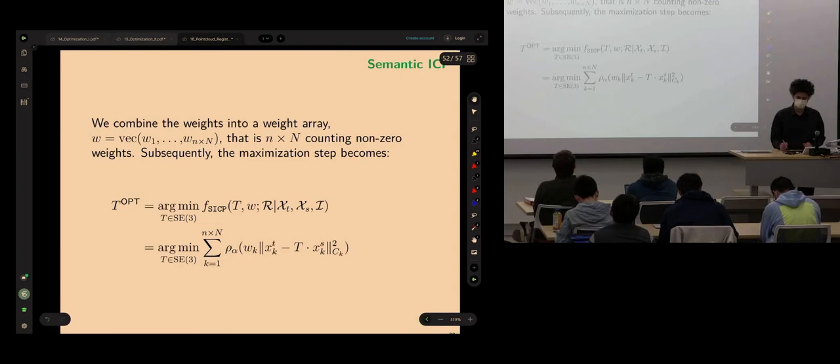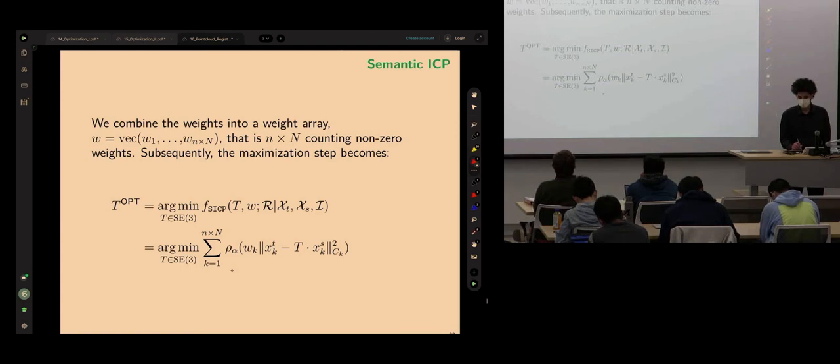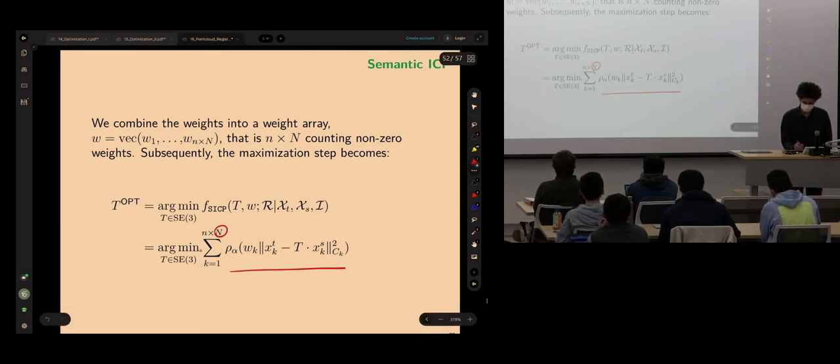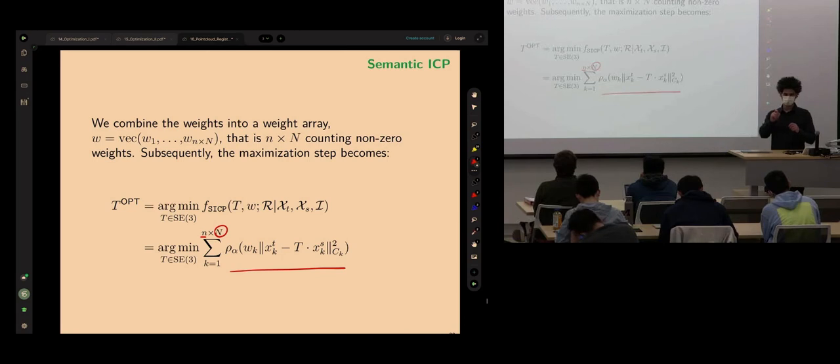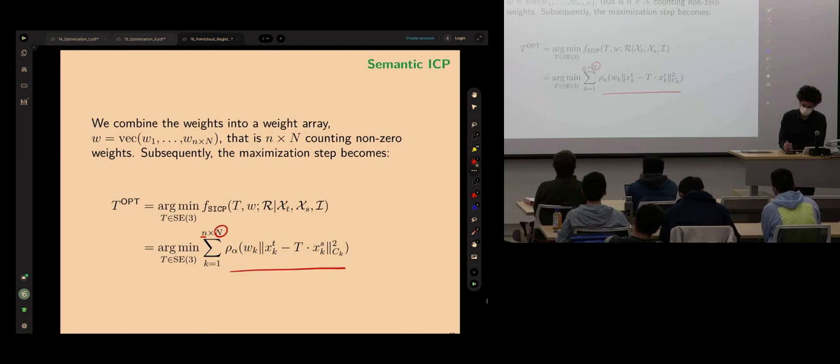So what happens is that I skip the derivations here and share the paper with you. Ultimately, instead of having n terms, we have small n times big N, because if we are associating every residual with small n other residuals, then, for example, instead of 100 terms or 1,000 terms, suddenly we will have 5,000 terms. So it is a more expensive problem, this semantic ICP.